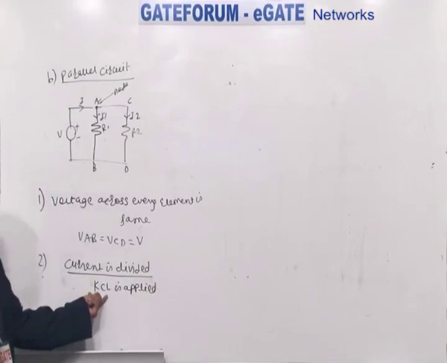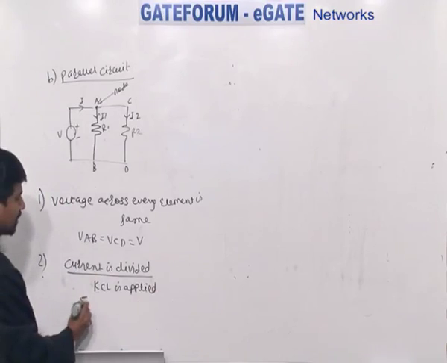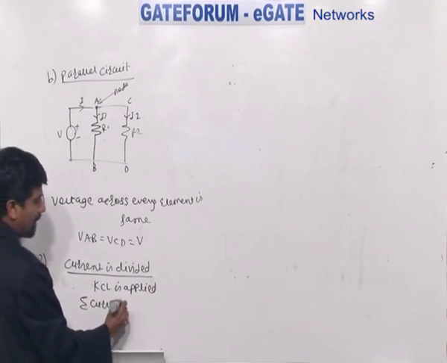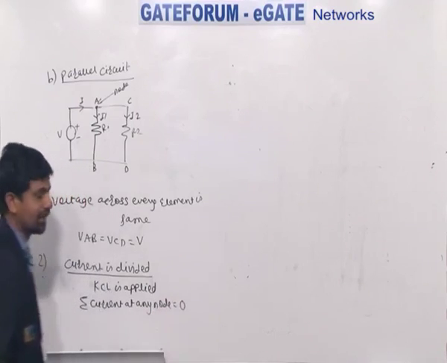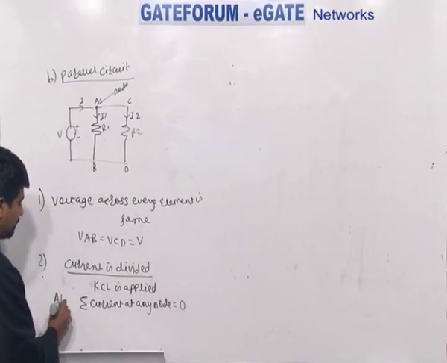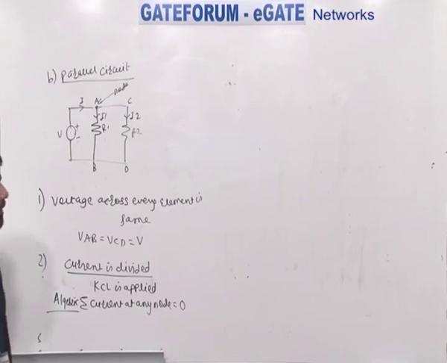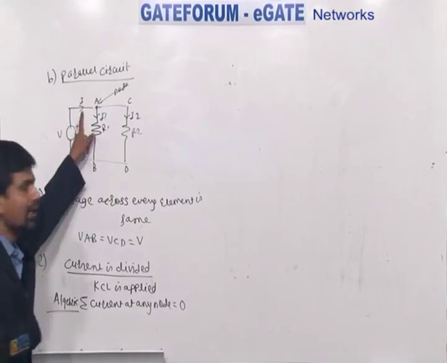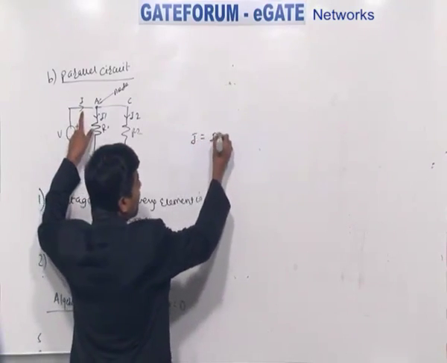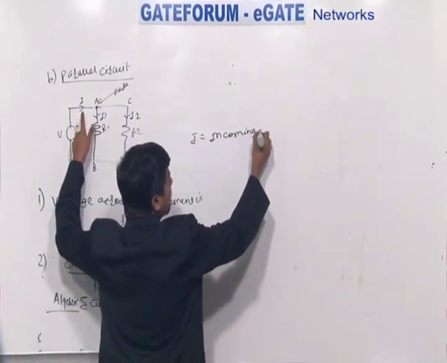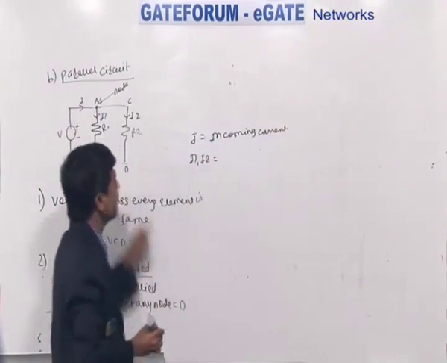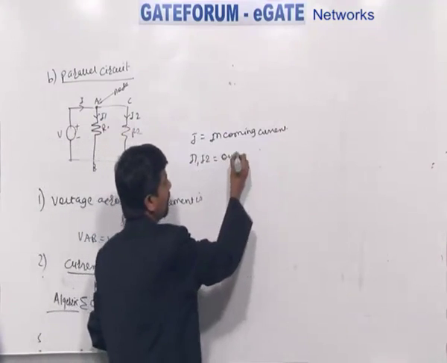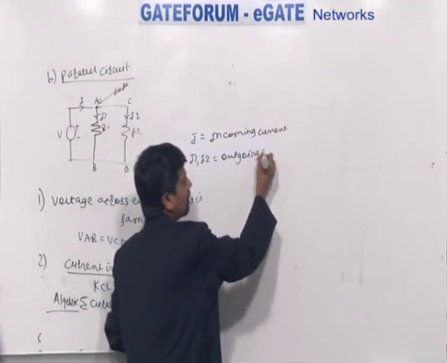What is Kirchhoff's current law? Kirchhoff's current law states that summation of current at any node is equal to 0. But this is partially correct. I can say that algebraic sum of current at any node is equal to 0. Now, what is the meaning of this? I will consider I is incoming current. Now, I1 and I2, these are outgoing currents.